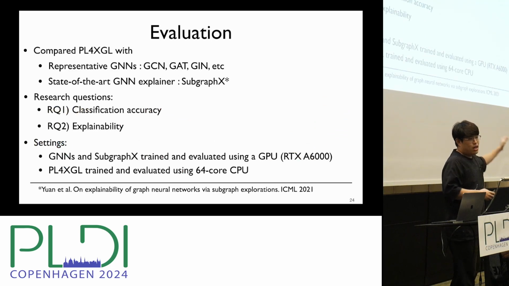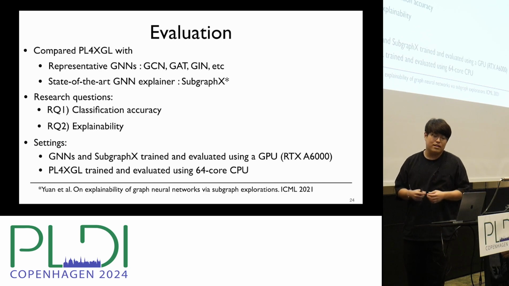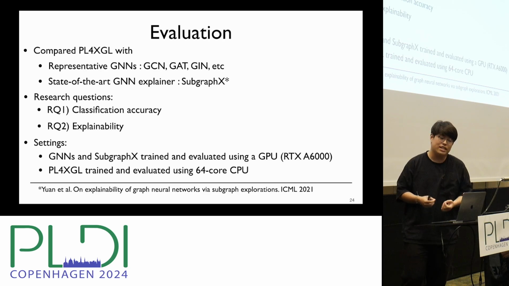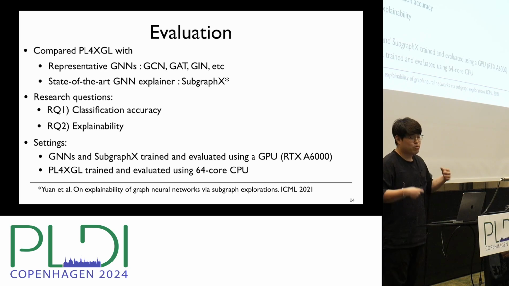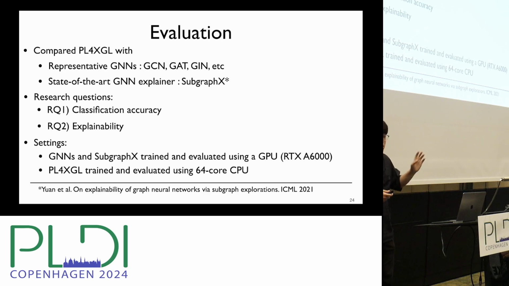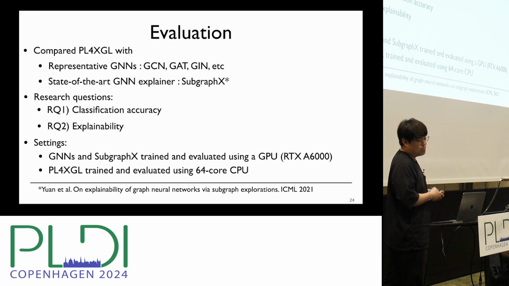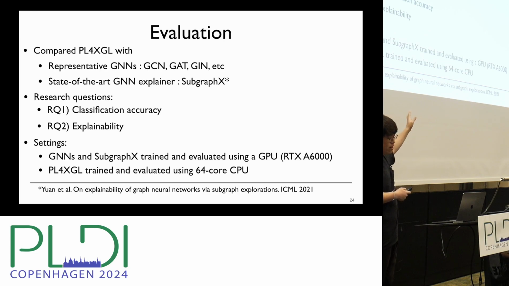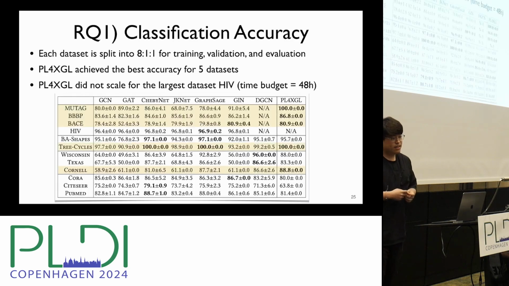And in our evaluation, we compared our method with representative graph neural networks like GCN, GAT, GIN, and a state-of-the-art GNN extension technique named SubgraphX, which provides subgraph explanations for the GNN's predictions. And we aim to answer these 2 research questions: whether our model is accurate and provides high-quality explanations for the predictions compared to the baselines. The baselines are trained and evaluated using a GPU, while ours is trained and evaluated using a CPU.